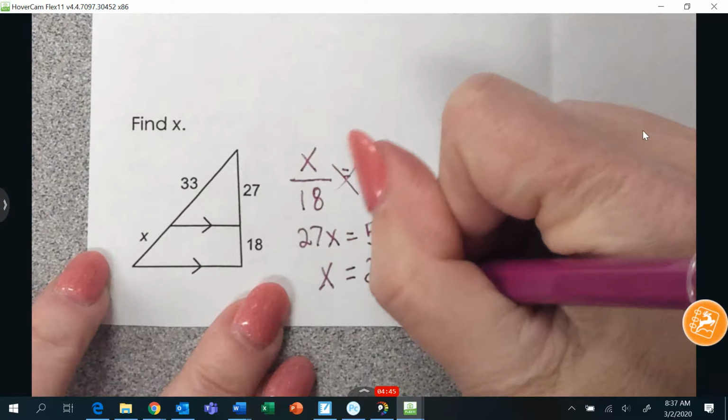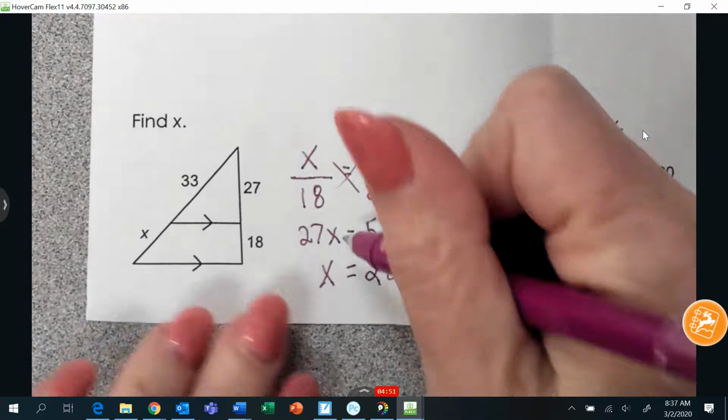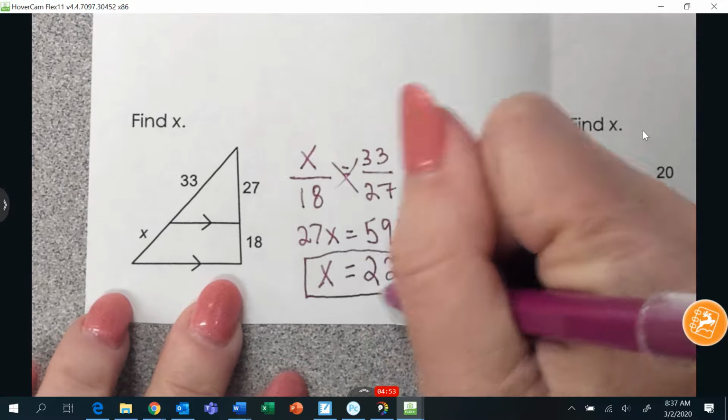Number 22. One of them. This is my favorite, because that's my birthday. 22 is my birthday.